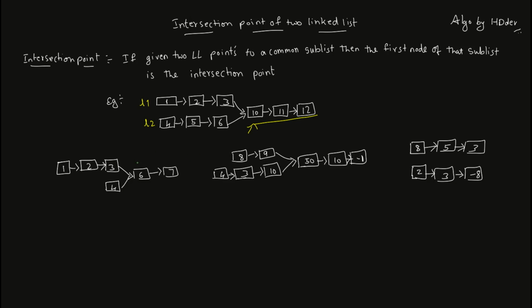Okay, now see these examples and find the intersection point here. In this example we have two lists and this sublist 6 and 7, so the intersection point was 6. In this example we have this sublist 50, 10 and minus 1, and the intersection point was 50. And let's see this example. Both list 1 and list 2 don't share any common sublist. So in this case we simply don't have any intersection point.